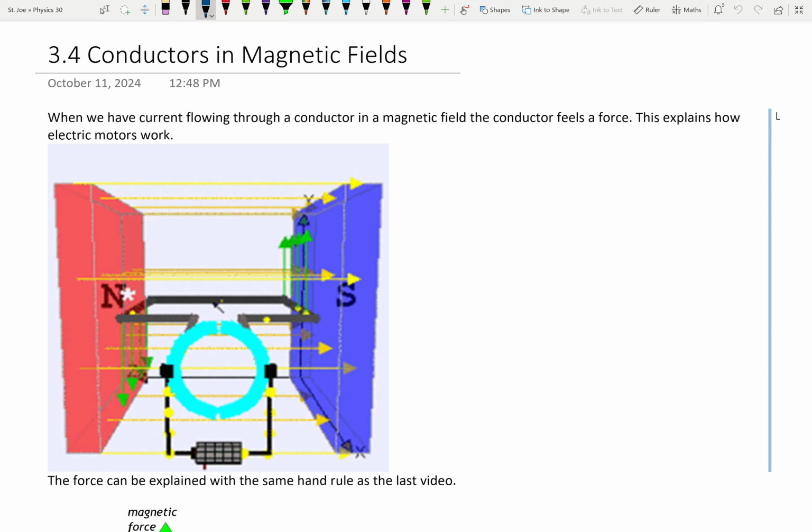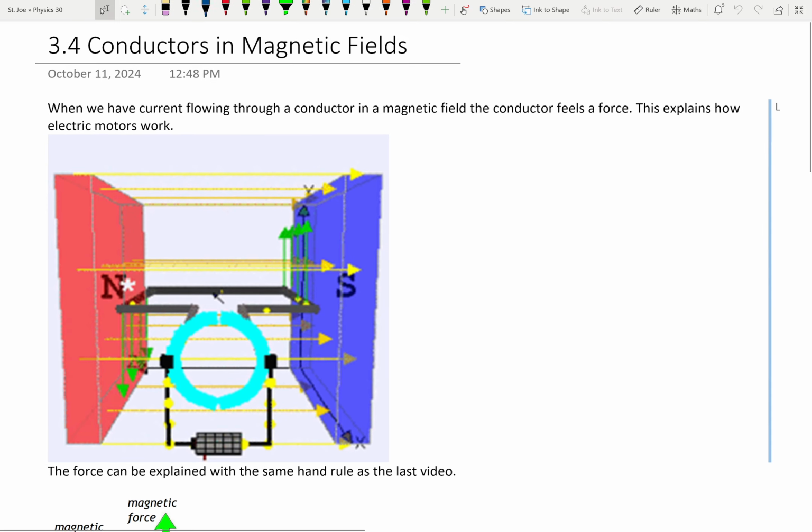Hello and welcome to my video, lesson 3.4 on conductors in magnetic fields. First of all, before you watch this, you have to understand the previous couple topics. Basically, you need to understand the three different types of hand rules. Those are very important before we get into this. But with all that said, let's take a look.